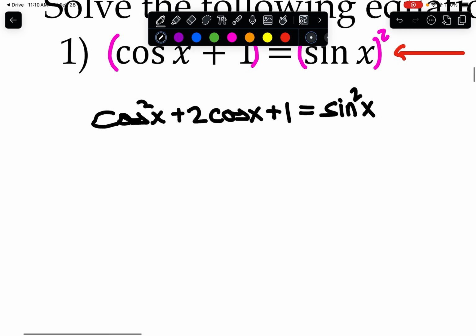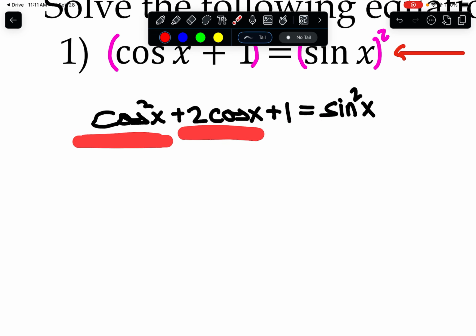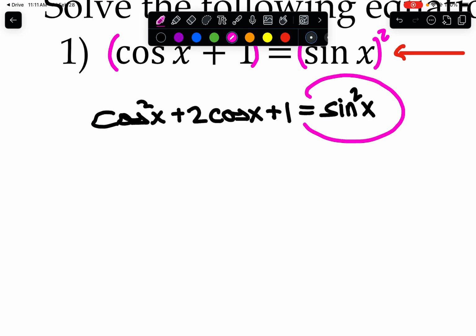Now, in this case, if you look at your trig function so far, I have 2 cosine values and then I have a sine value. So you definitely want to change your sine squared value in terms of cosine. That way we can just work with 1. So I'm going to change my sine squared x.